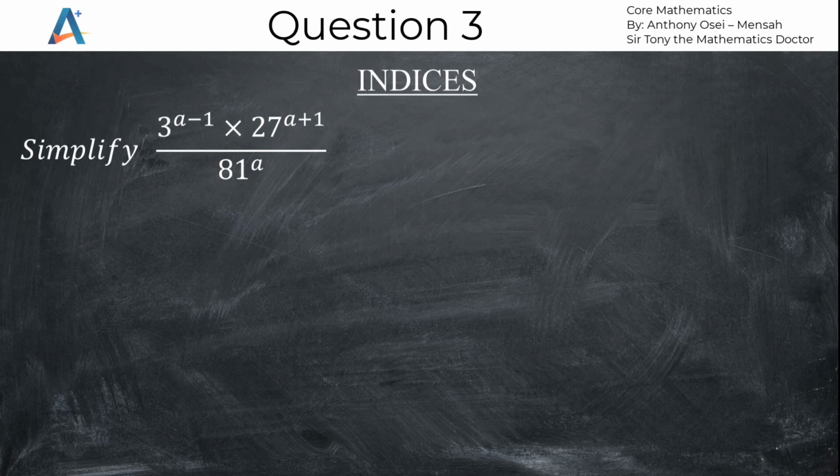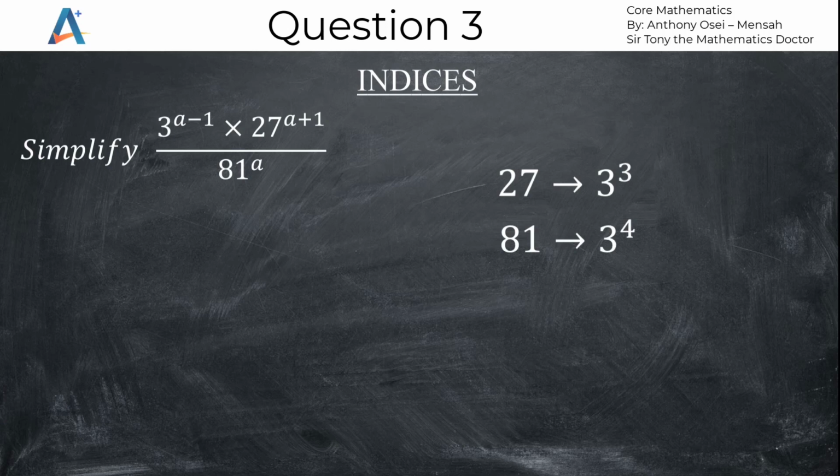In place of 27 as a base, we will replace it with 3 raised to the power 3, so that the base will change to 3 with another power. Now 81 can also be converted in terms of 3. That is, we change base 81 to base 3, and 81 can be written as 3 raised to the power 4.